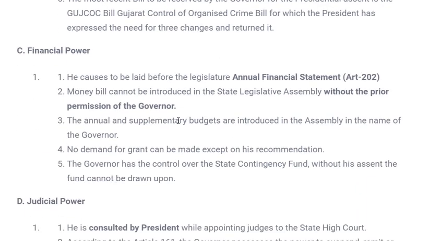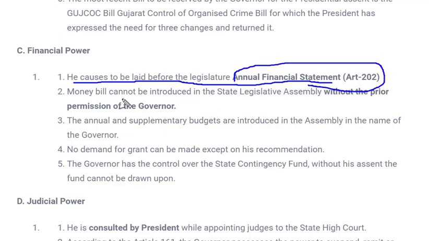Now moving to the financial power. What financial power does the governor of a state have? Under financial power, he causes to be laid before the legislature the annual financial statement. That means any annual financial statement given will be presented in front of him. Any money bill cannot be introduced in the state legislature without the prior information of the governor. Prior information of the governor means if the legislative assembly or legislative council have to introduce any kind of money bill in the assembly, they will have to inform the governor before presenting it in the assembly.